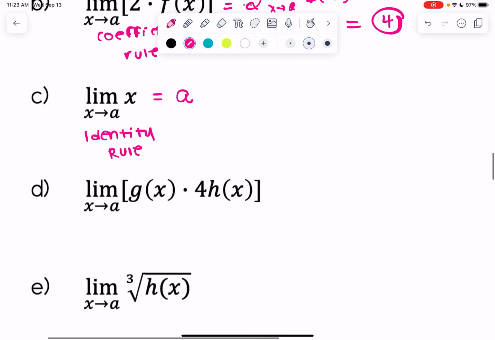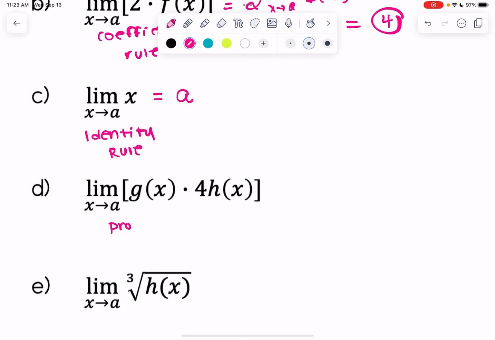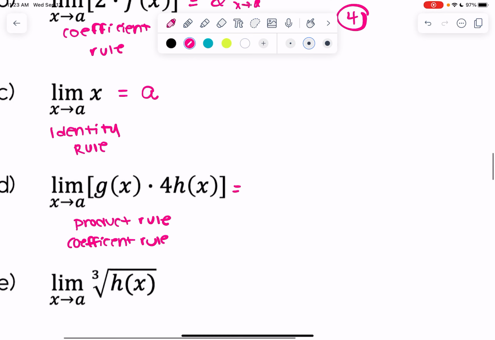All right, D looks like a little bit of a combination here. So I notice there's multiplication. So that leads me to say, well, product rule. But I also notice that there's this coefficient of 4 here. So I'm going to pay attention to that too, and I'm going to apply both of them. So the product rule, think about it. Remember, I was distributing that limit across.